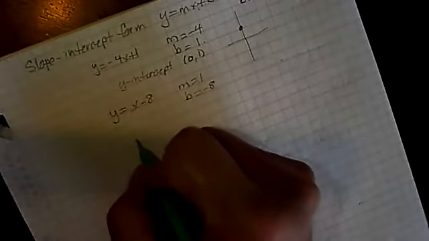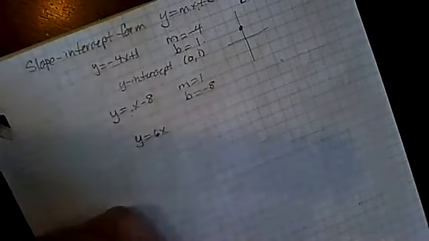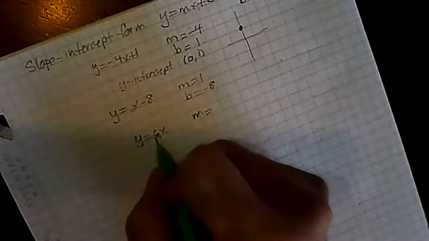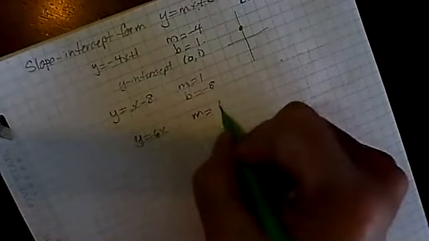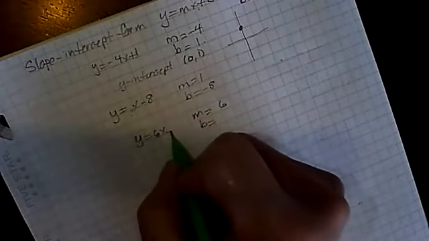Okay, what about this? y equals 6x. What is your m? Your m is whatever is the coefficient in front of x. So 6. And what is your y-intercept? Well, there's nothing there, so it's 0.